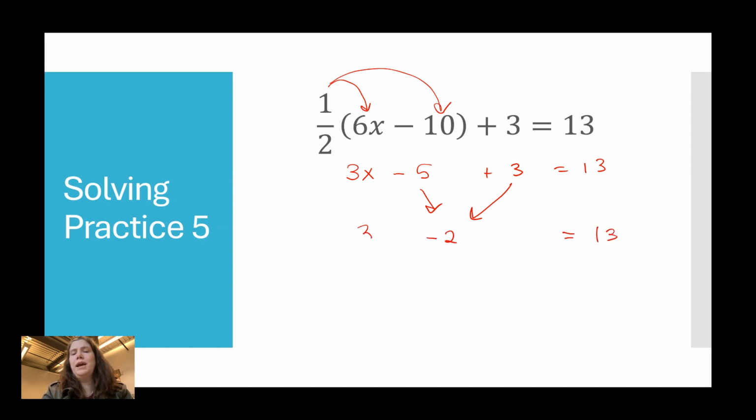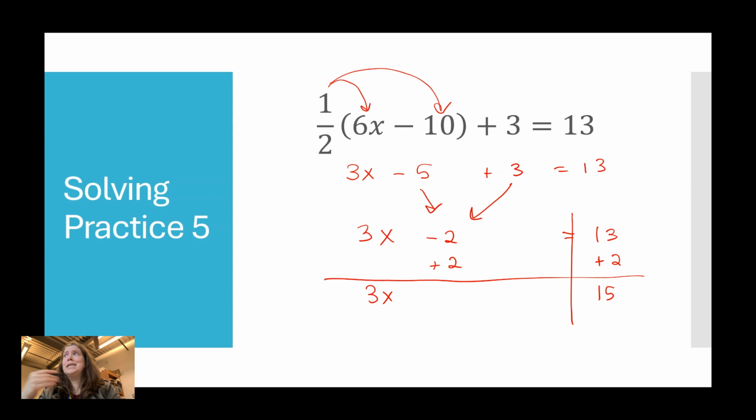And then here I have my 3x came along. I'm going to add 2 to both sides. These guys cancel to 0, and I have 15. And 3 times something is 15. Ooh, what could it be?